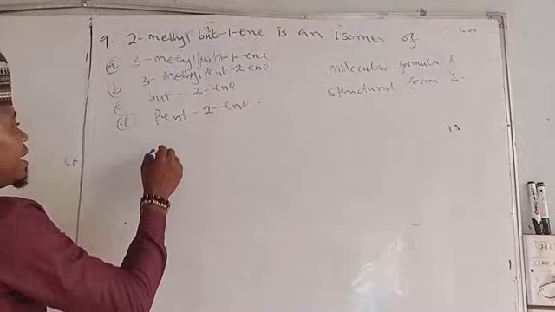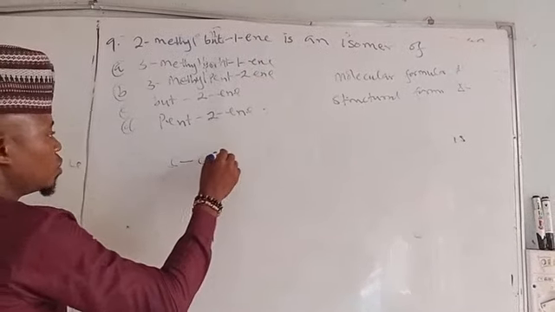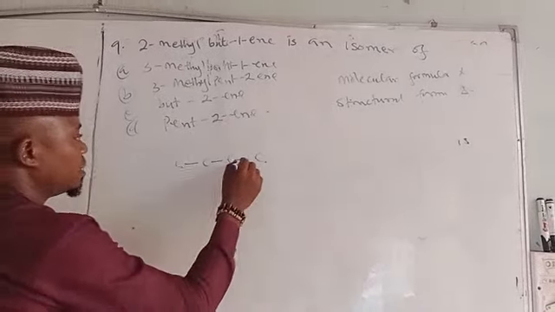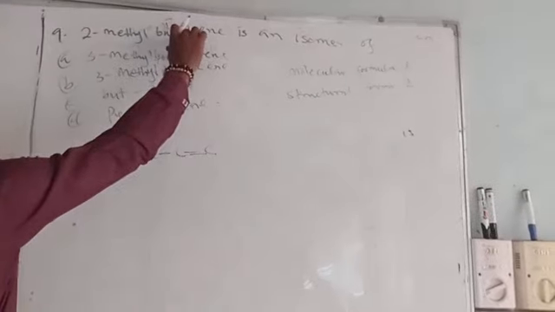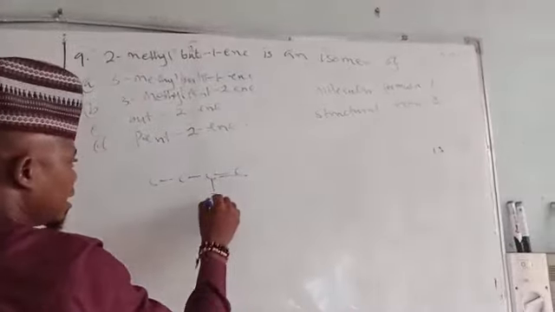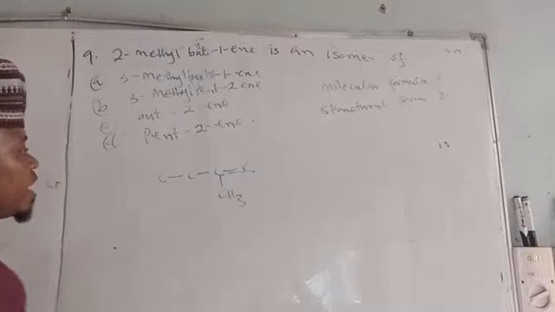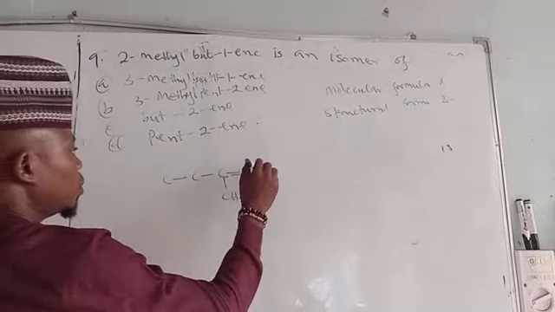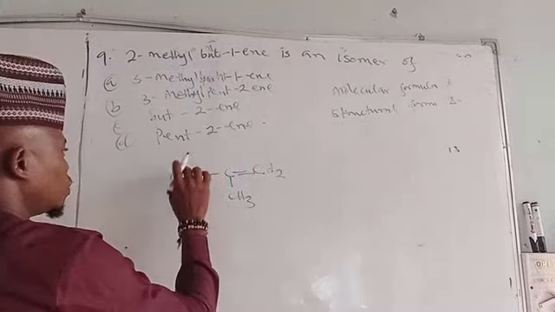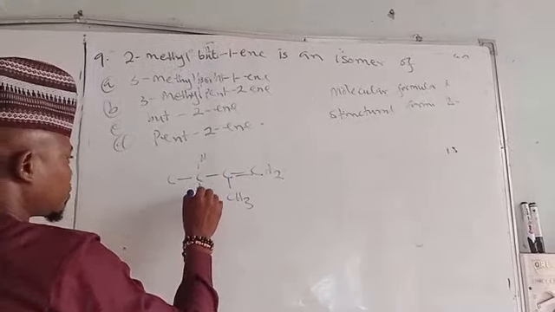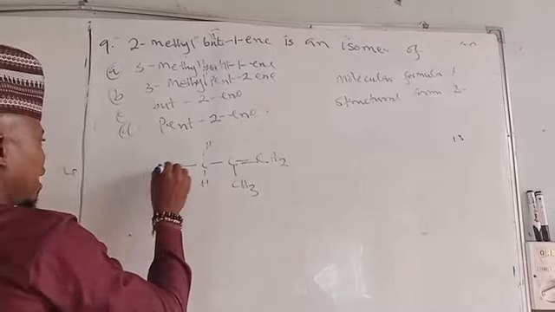2-methyl-but-1-ene, 1, 2, 3, 4. This is my butene with the double bond on carbon 1. That is why it's on 1-ene, and my methyl is on carbon 2. So I have to fill the rest with what? Hydrogen. 1, 2. It needs 2 hydrogen. 1, 2, 3, 4 is filled. 1, 2. It needs 2 hydrogen. 1. It needs 3 hydrogen.